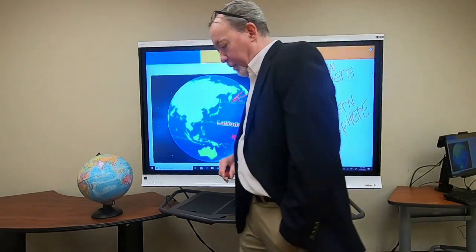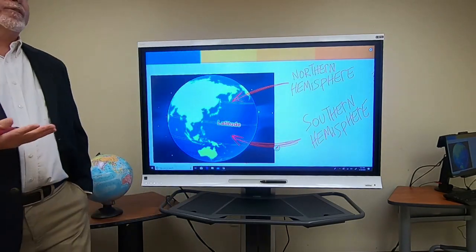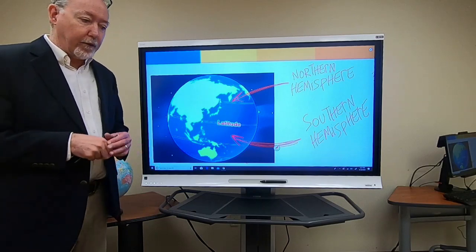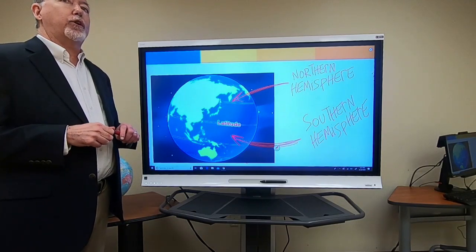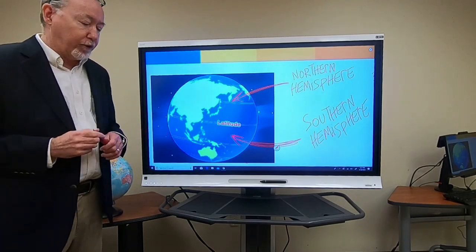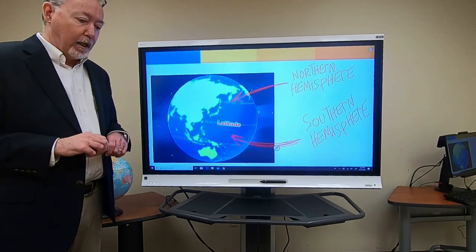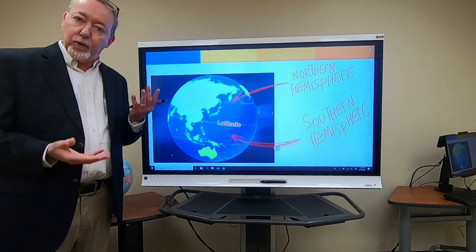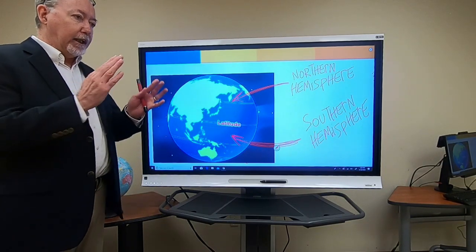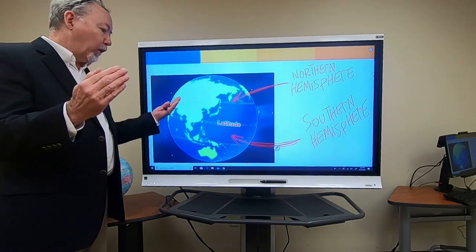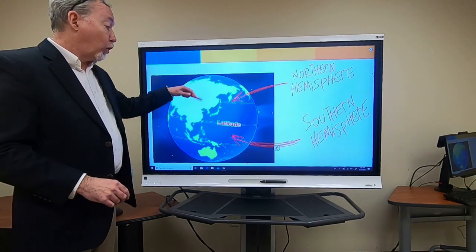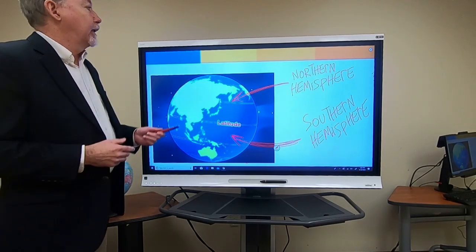All right, so let me review real fast. We went over the names. We've got the prime meridian, the most important of the longitude lines at 0 degrees longitude. We have the equator at 0 degrees latitude, the most important latitude line. We've determined what we use each type of line for. The longitude lines, we can determine how far east or west we've traveled. Latitude lines, we can determine how far north or how far south.